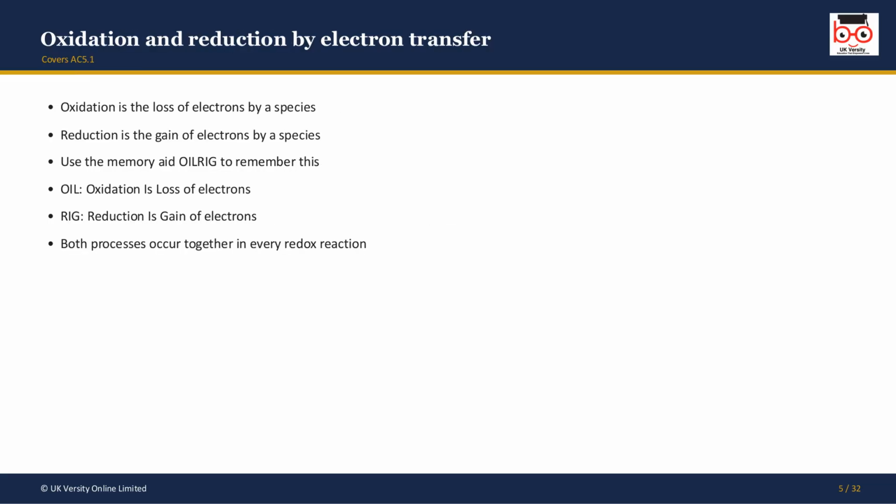Let's define the two halves precisely. Oxidation is the loss of electrons by a species, and reduction is the gain of electrons. The memory aid to remember this is OIL RIG. OIL stands for oxidation is loss of electrons, and RIG stands for reduction is gain of electrons. And both processes always occur together in every single redox reaction.